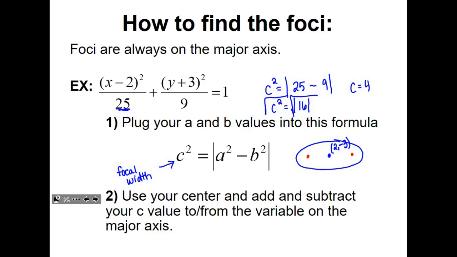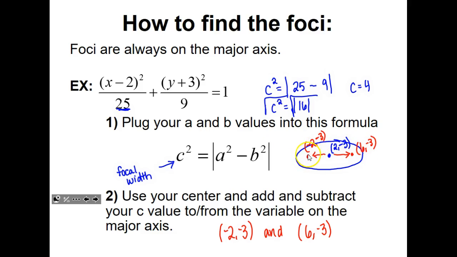So if I were to go 4 to the left here, then that would make this (negative 2, negative 3). So one of my answers is (negative 2, negative 3). And if I go 4 to the right, then that would be (6, negative 3). So that would be (6, negative 3). And so those 2 points are the foci of my ellipse.